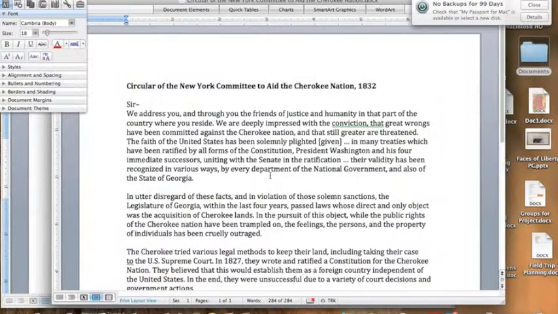And so when we look at this one, we could see right away that this source is probably a letter because it starts with the greeting, "Sir." Also, we could look at the title and we could see that it's something called a circular. And I might not be 100% sure what circular means. So what I can do just to confirm is I could look it up on the internet.